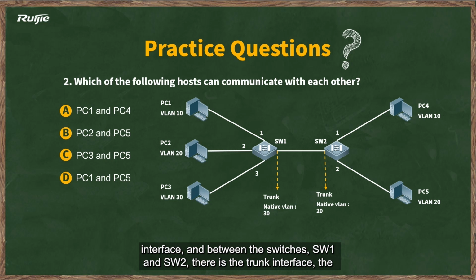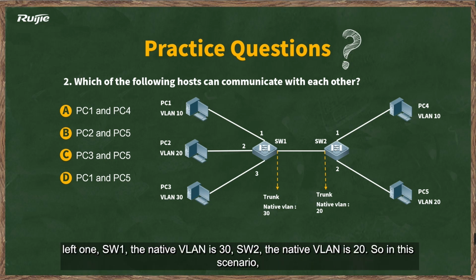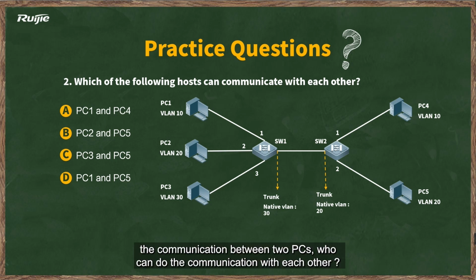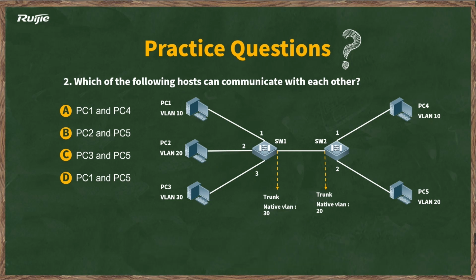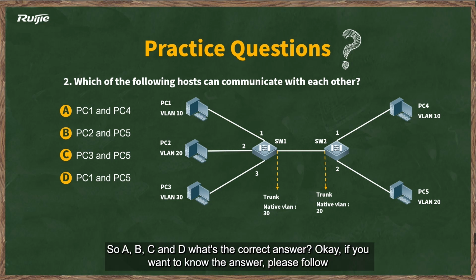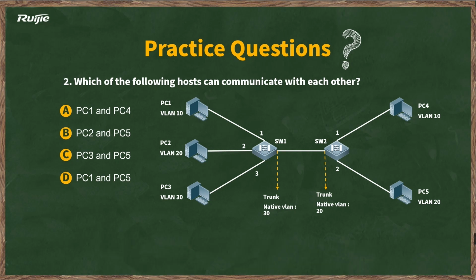On the left, switch 1, the native VLAN is 30. Switch 2, the native VLAN is 20. So in this scenario, who can communicate with each other? With each other means when I send a message to you, you can reply to me successfully. So A, B, C, and D is the correct result.